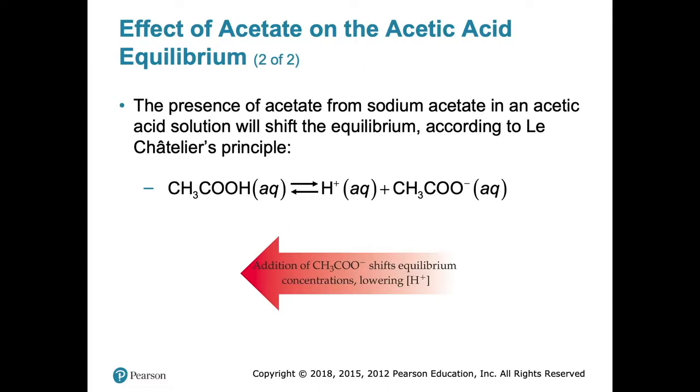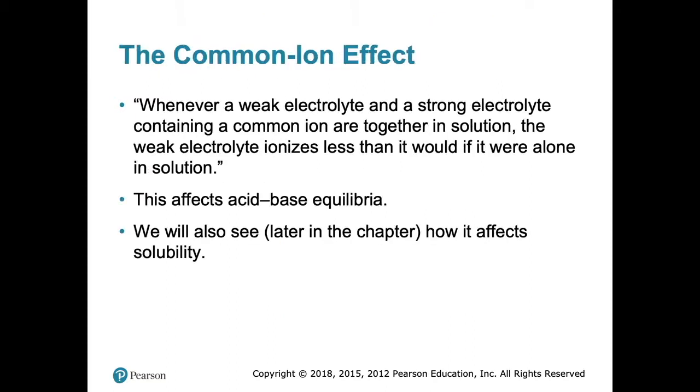Just remember that when you add in more of the acetate ion, we will get less protons because these acetate ions will gobble up all the protons, making more of the acetic acid that is not a strong acid. So what this is called is the common ion effect. We call that the common ion effect.